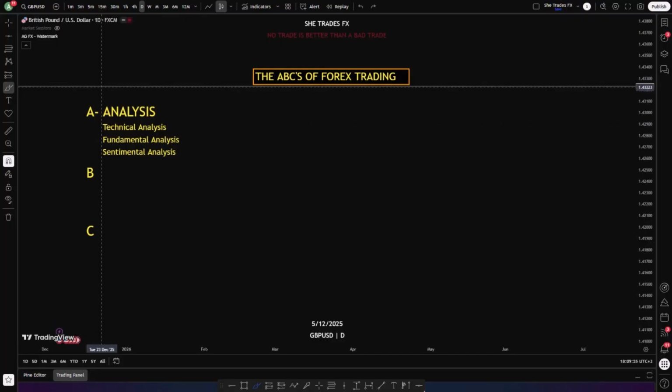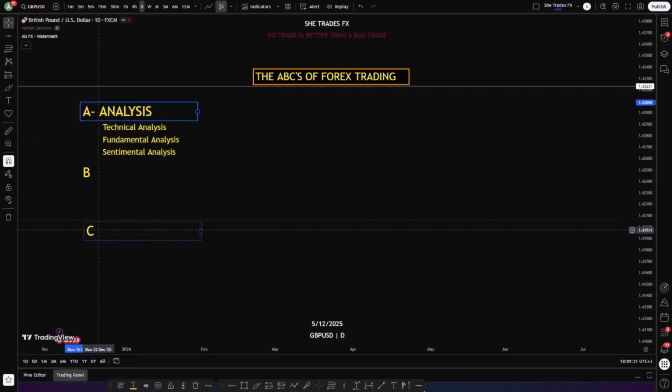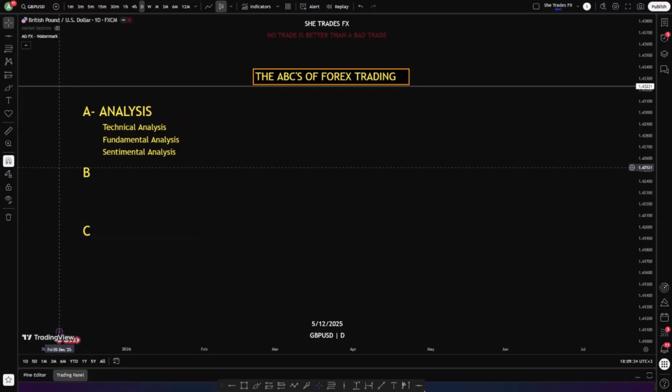All right. So let us move to B. Now, please note that these ABCs are very crucial. They are like must-haves for traders. Okay. So B is bias. So what is your bias? Your bias as a trader is your directional idea of the market. Okay.